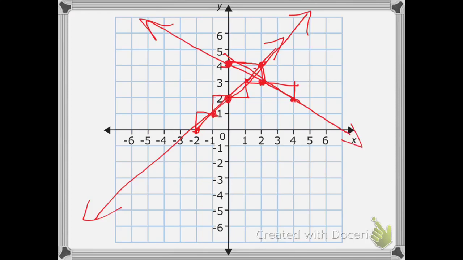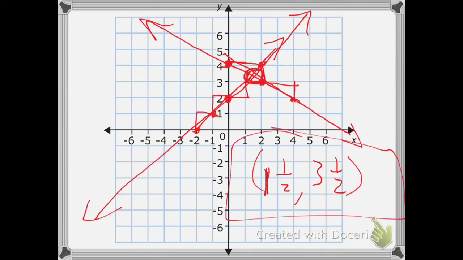And so my intersection point is somewhere here in the middle. And it's even harder to identify what it is right now. But it's looking like 1.5. So like 1.5. And 3.5? 3 1/2 is looking like what my point is.